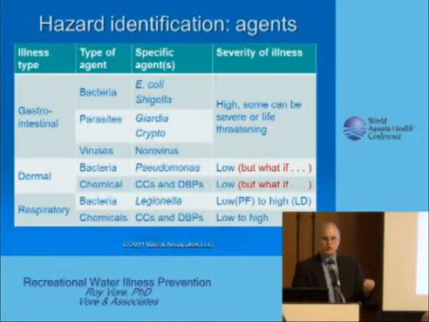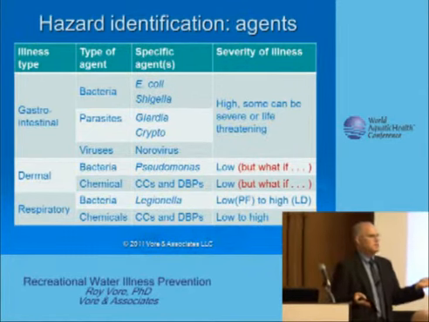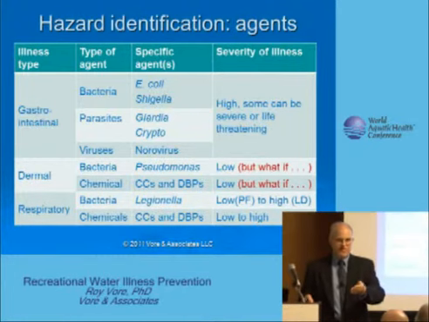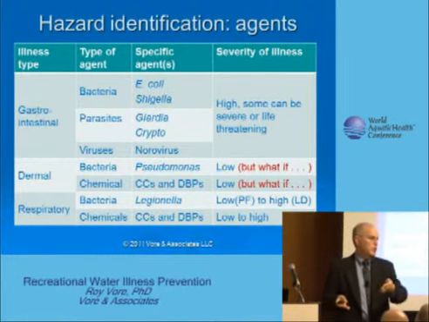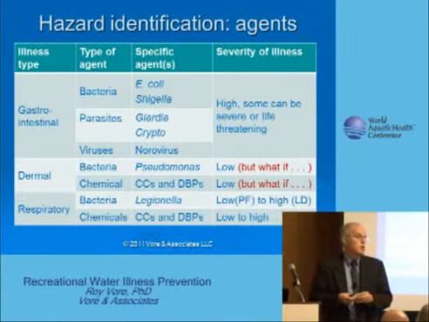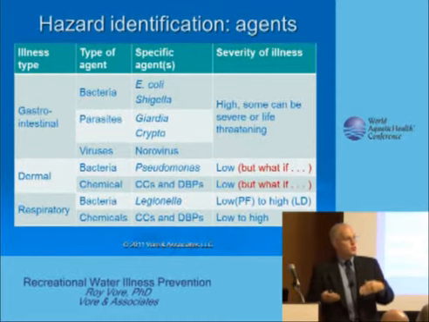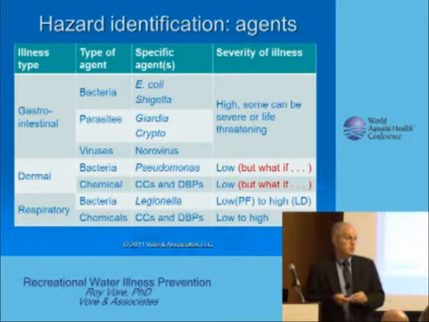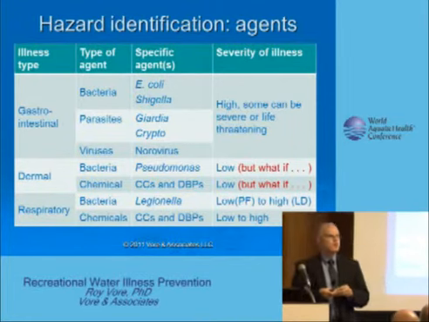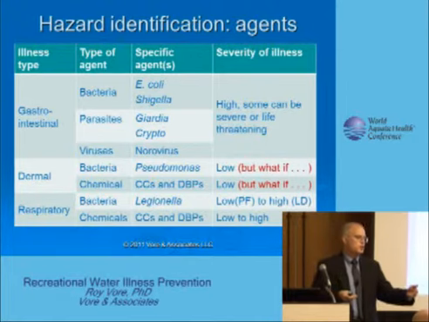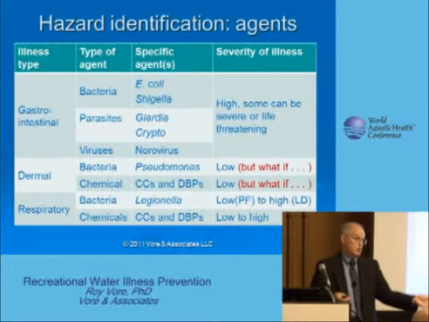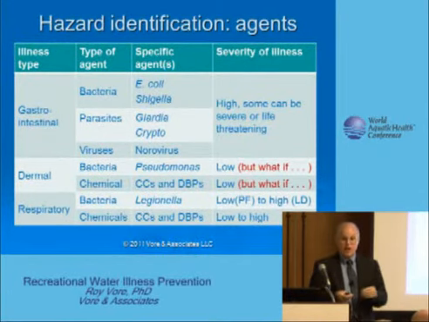If we look at dermal illnesses, Pseudomonas and the combined chlorines and the disinfection byproducts. Pseudomonas is a relatively minor illness, except in 5% of the outbreaks when somebody has to be hospitalized and put on IV antibiotics because it's gone systemic. So it's normally a high prevalence, low severity, but it can be very severe. Combined chlorines are relatively minor unless somebody walks into an indoor facility with high nitrogen trichloride and ends up with an asthmatic attack and ends up in the ER. So there are varieties of reactions.